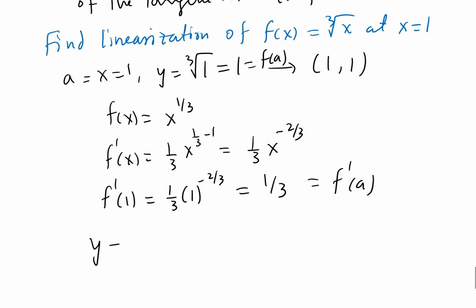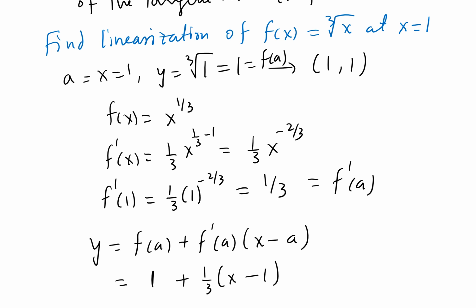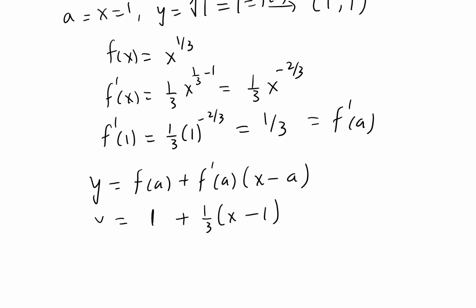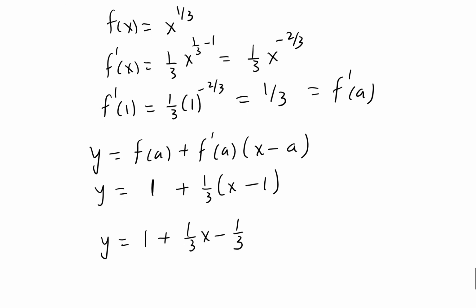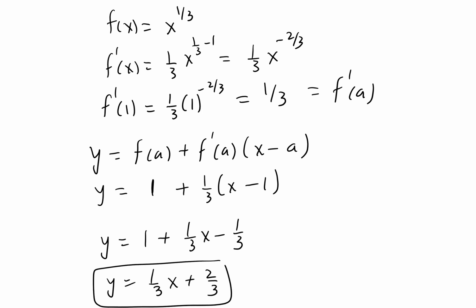Now I use the formula f of a plus f prime at a times x minus a. F of a was 1. F prime at a is 1/3, x minus 1. And it would be nice to simplify this. You get 1 plus 1/3 x minus 1/3. Y would be 1/3 x plus 2/3 if you combine 1 minus 1/3.